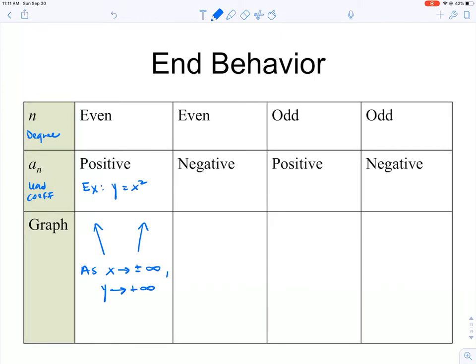If the degree is even but the leading coefficient is negative, so for example y equals negative x squared, end behavior will be both ends pointing down, where we can say as x approaches positive or negative infinity, the y values will end up approaching negative infinity.